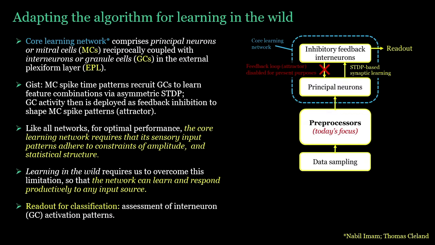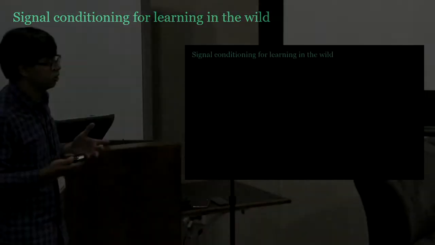And for that, for simplicity, our result for classification was the assessment of interneuron activation patterns. And we can do that in multiple ways. We can use Hamming distance, or you can use overlap, and there are other techniques too. Now, the first thing I'm going to talk about is the preprocessors.